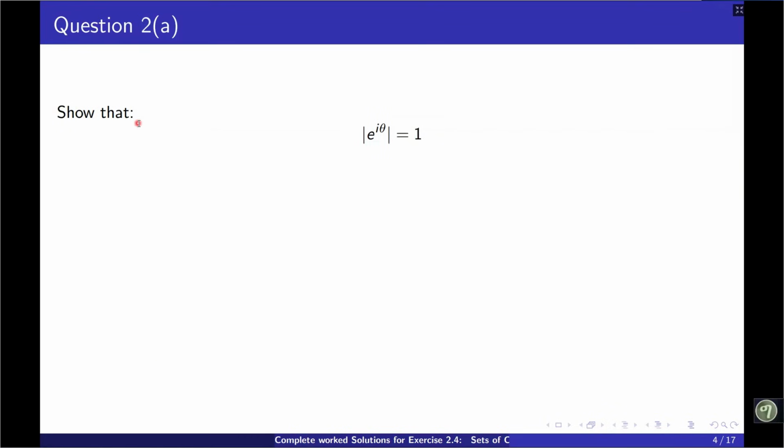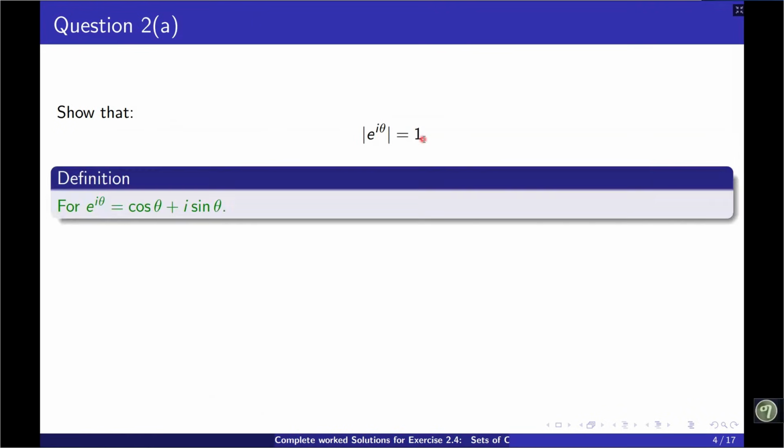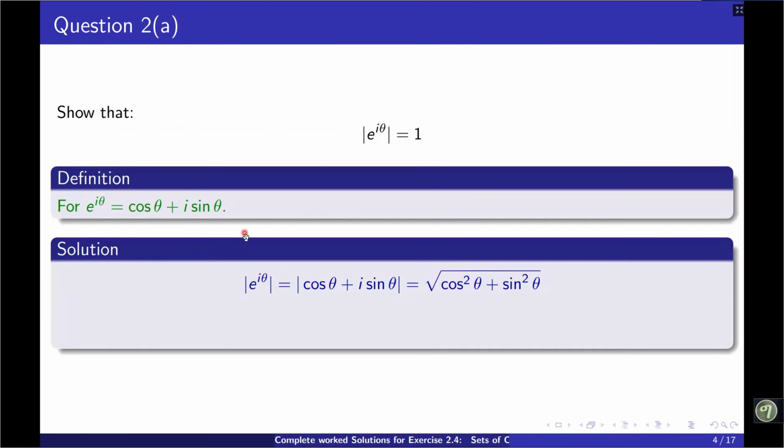The next question, number 2a, we are asked to show that the norm of e to the power of iθ is equal to 1. For e to the power of iθ, we know that this is cos θ plus i times sin θ, which is Euler's formula. So the norm of e to the power of iθ is equivalent to the norm of cos θ plus i times sin θ.